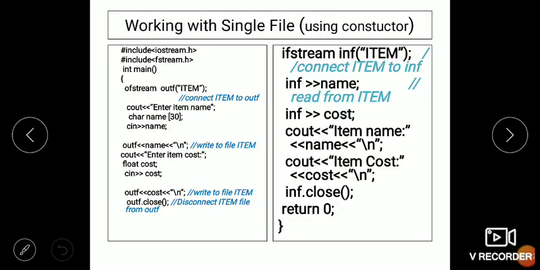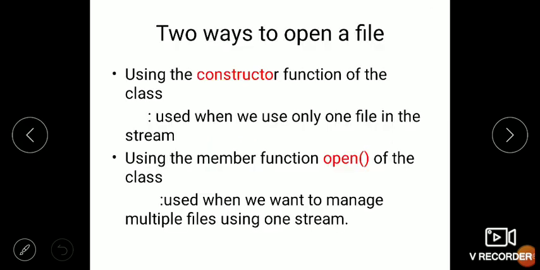So here we are explaining working with single file using constructor. In the previous slide we just saw there are two ways to open a file. The first method is to use the constructor function and the second one was to use the open function.